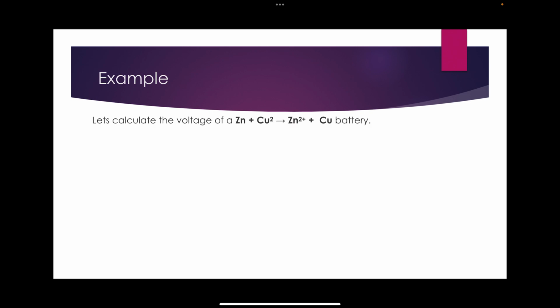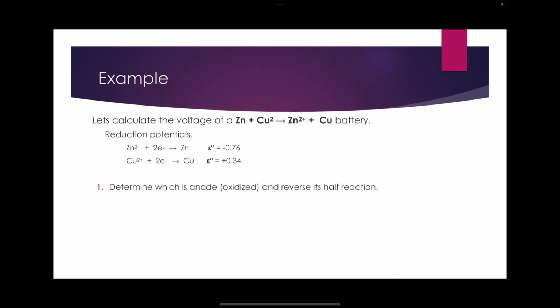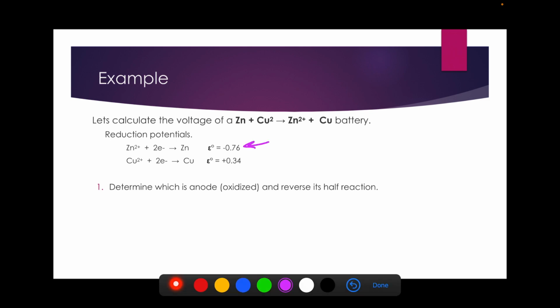Let's do an example. Let's calculate the voltage of a zinc-copper battery. The reduction potentials are shown here. The first thing we need to do is determine what element is oxidized and what is reduced. Looking at the reduction potentials, we see that zinc has a much lower reduction potential. Therefore, copper is more likely to get reduced because it has the higher reduction potential and more likely to act as the cathode. Zinc, then, is more likely to get oxidized and act as the anode.